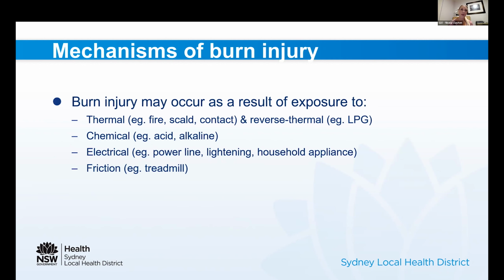Okay, so I wasn't quite sure about what people's experience would be with regard to severe burn injury, so I thought I'd give a little bit of background to start off with. Severe burn injury may occur as a result of exposure to thermal stimuli, whether it's cold or reverse thermal, or heat in the case of fire or scald or contact, as well as chemical, whether it might be acid or alkaline, electrical, as well as friction injuries. And I'll show you some examples of those in the slides just to come now.